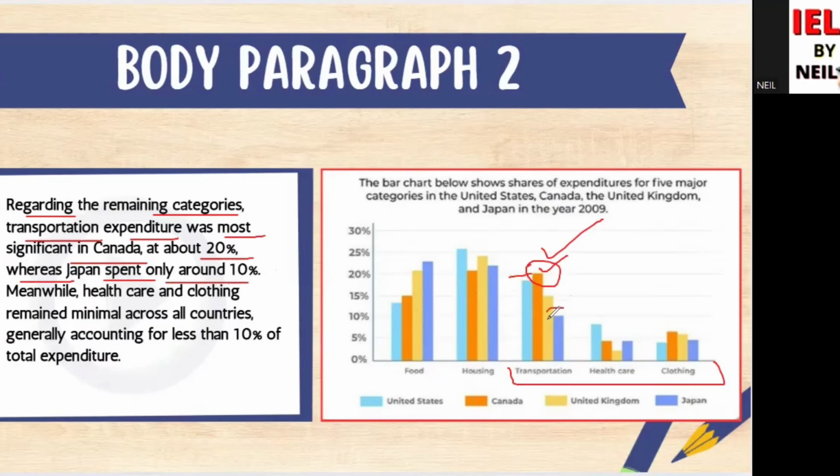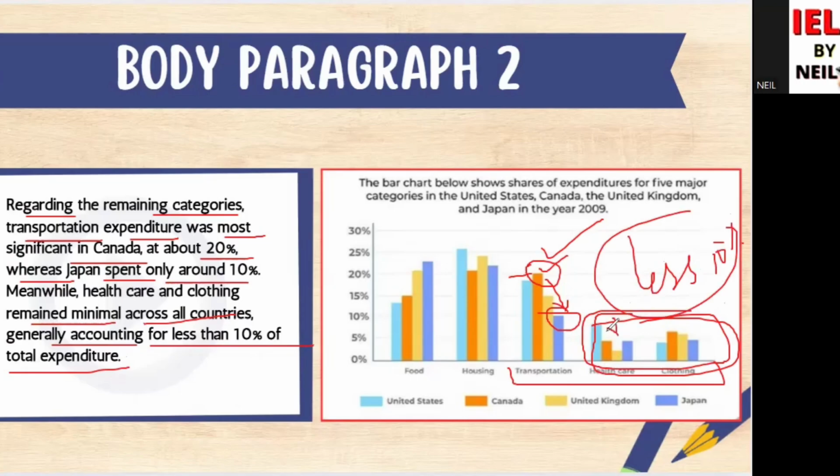And moving on, whereas Japan spent only around 10%. So here Japan is 10%, or we could have also said Japan spent half of Canada. It's 20%, 10%, so half of Canada. Meanwhile, healthcare and clothing remained minimal across all countries, generally accounting for less than 10% of total expenditure. So all of these countries spent less than 10% on healthcare and clothing. This is a general observation that I've made.